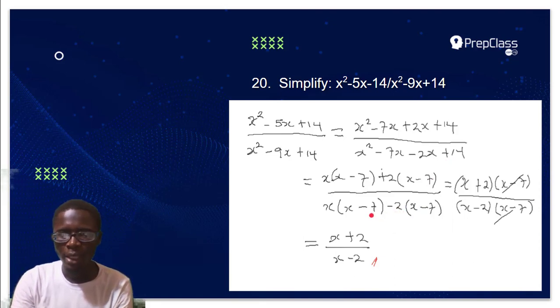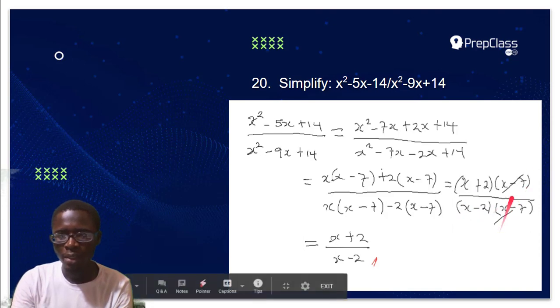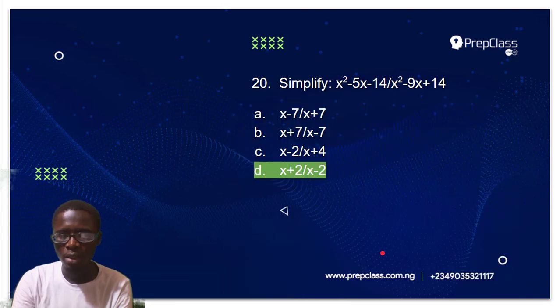So by the time we tidy up our work, you discover that this is x minus 7, and then we bracket this out, x plus 2, and in a similar manner we obtain this for the denominator too. So you see this cancels this because they are alike. And we are left with x plus 2 divided by x minus 2. So this is supported by option D.